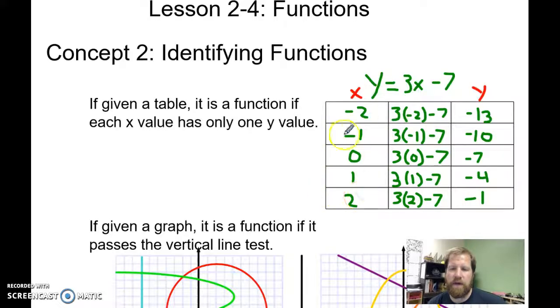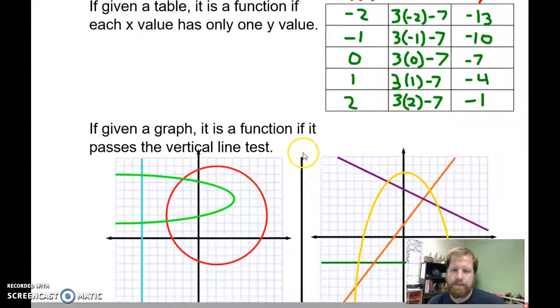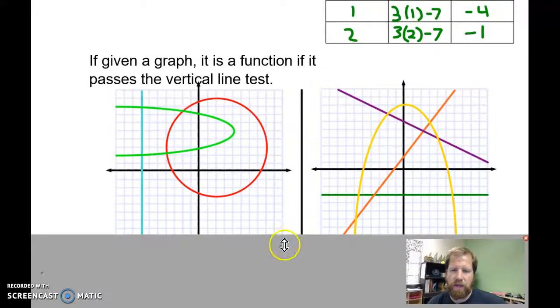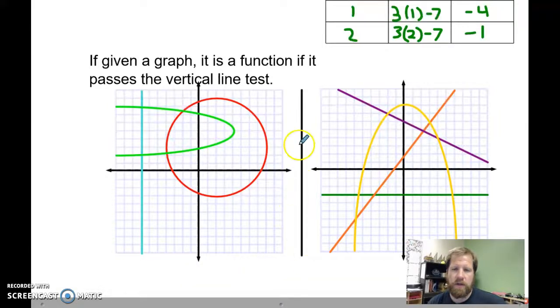I don't have any duplicates, right? I don't have any repeated values of x, so I don't have more than one y value for each x value, which means it's a function. So this table, this equation, is a function. If you're looking at a graph, it is sometimes both harder and easier to see.